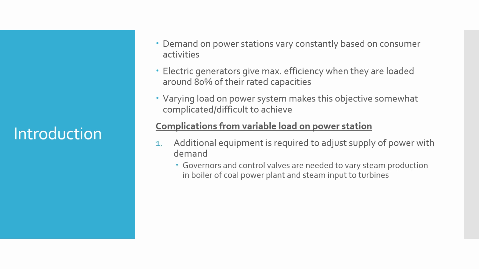So what are the complications that may arise from variable load on a power station? Number one, you need additional equipment to adjust the supply of power with demand. Obviously, you need to adjust your power supply with demand, and you will need additional equipment for that.